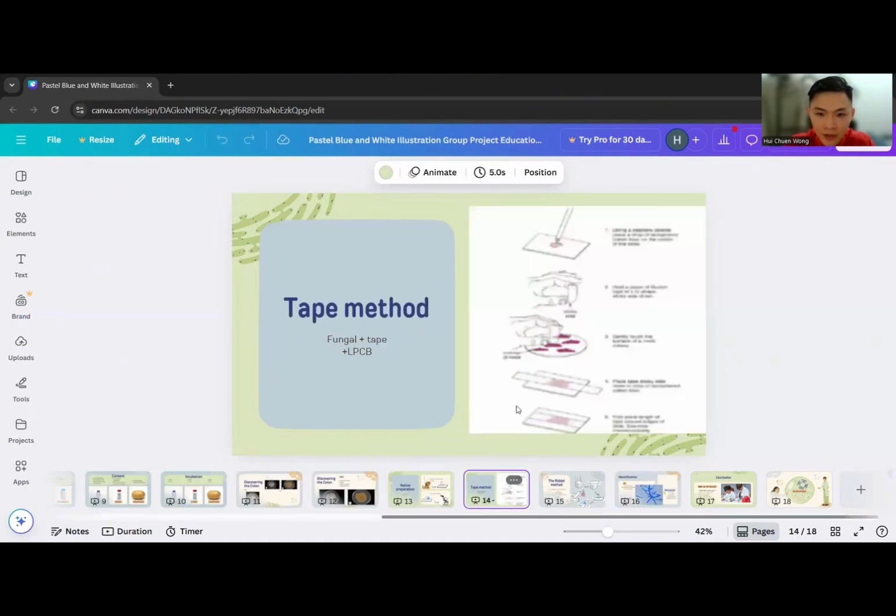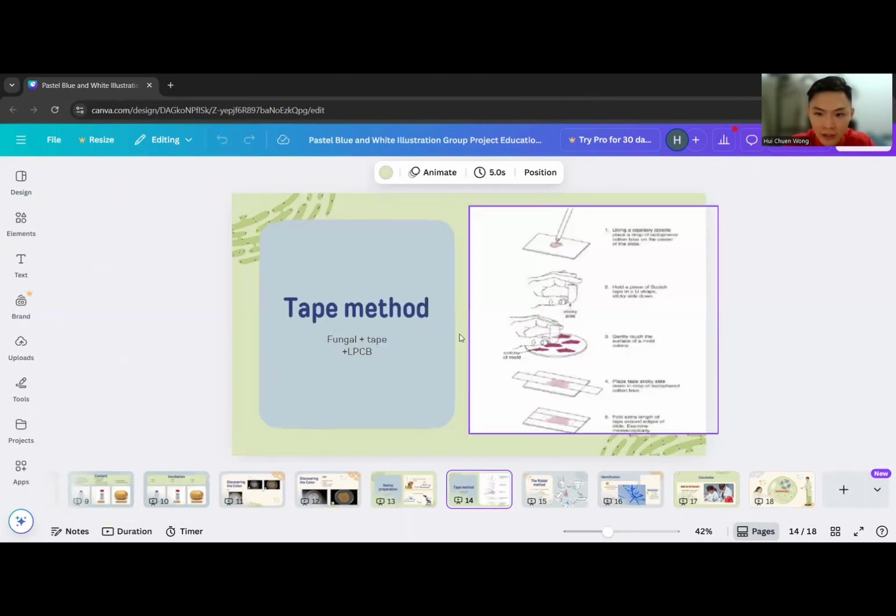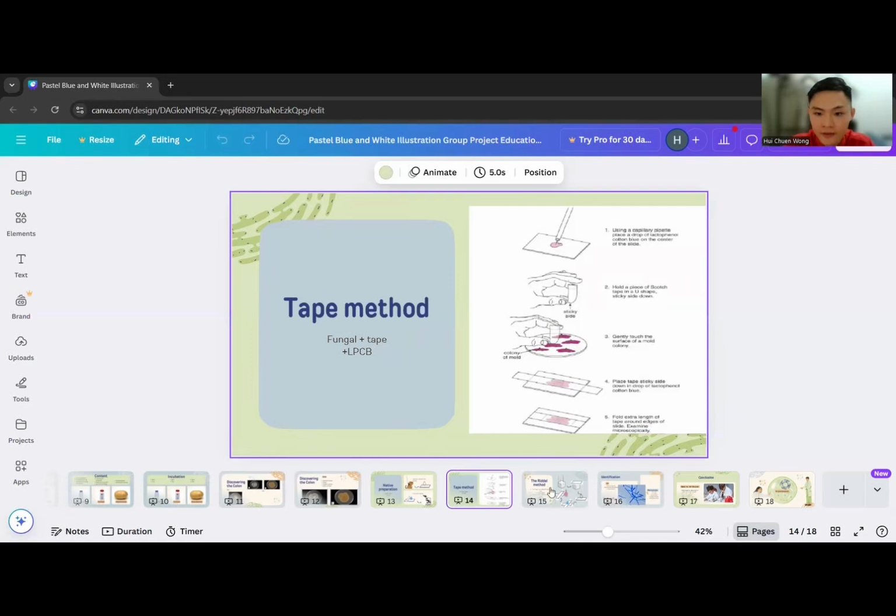There's another method also named the tape method. It's almost the same, where you put the lactophenol cotton blue drop here. You use a tape and you grab onto the sample just like that with the sticky side down. So the tape will stick to it. This will not destroy the structure, and then it will stick on top. And then we just let it dry for a bit. Then you can examine it immediately.